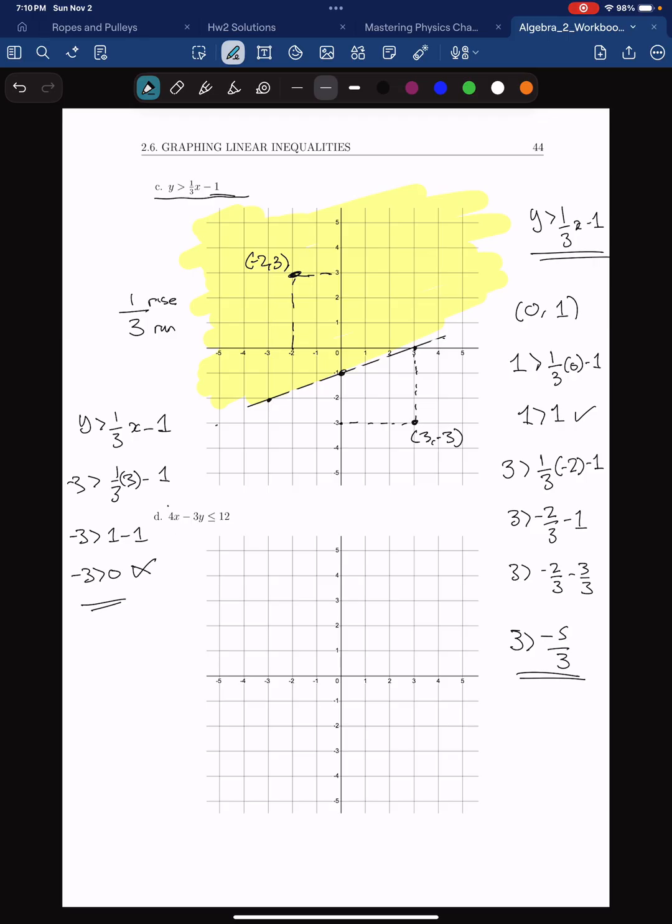I won't graph this, but I'm going to show you something really important for part D. So if we come across something like this, our first instinct is to convert this to slope-intercept form. That's the first instinct. So if I have 4x minus 3y is less than or equal to 12, I can take the 4x across, and minus 3y is going to be 12 minus 4x. Then I divide by negative 3 to leave the y alone. But you see, there's an important caveat here. This is a mistake that many people make, that even I made in class.